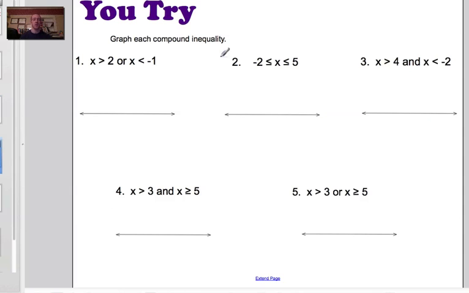Alright, so pretty simple. Here's your U-try. If you've got any specific questions, write them down in the margins, and I'll see you next class.